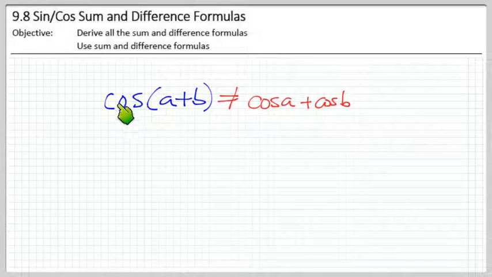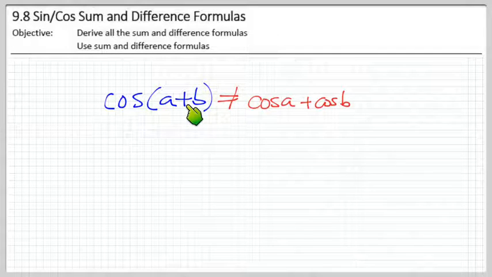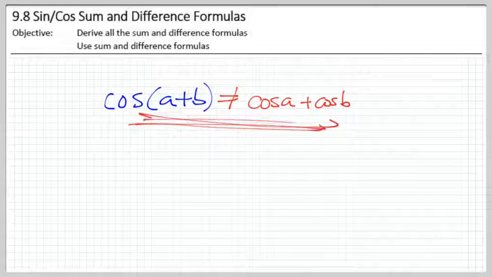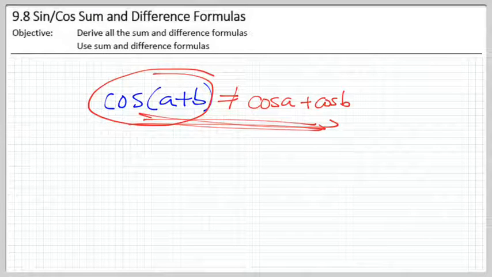This is a function. Cosine is a function. A plus B is the input. And this is never true, or not never, but this is not true as a general statement. So what is it? Today we're going to discover what that is. We're going to work this out. We're going to prove it, and hopefully you can understand where it comes from.